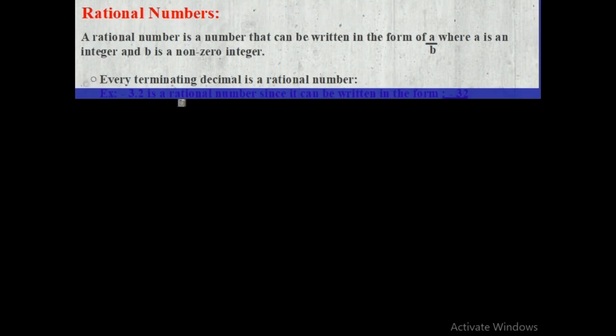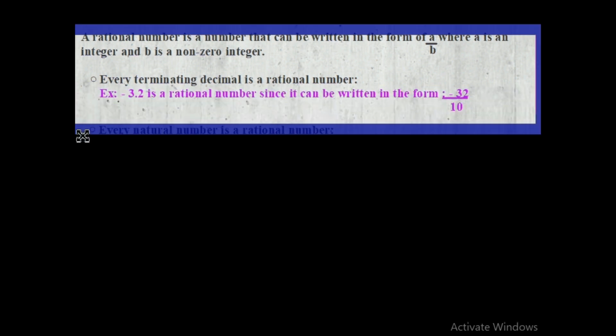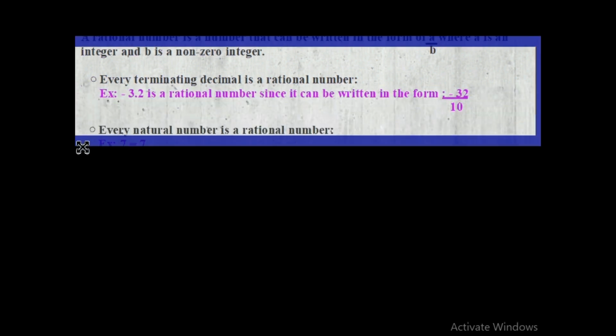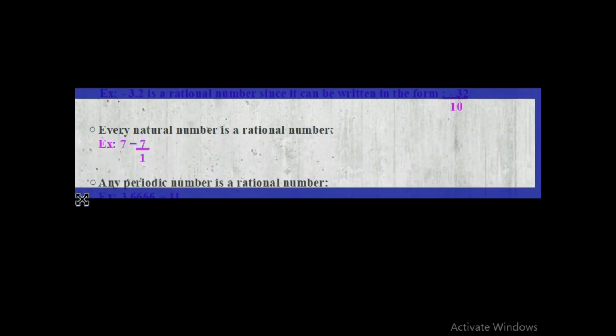Rational numbers. A rational number is a number that can be written in the form of a over b, where a is an integer and b is a non-zero integer. Every terminating decimal is a rational number. Negative 3 and 2/10 is a rational number, since it can be written in the form negative 32 over 10. Every natural number is a rational number. 7 is equal to 7 over 1.